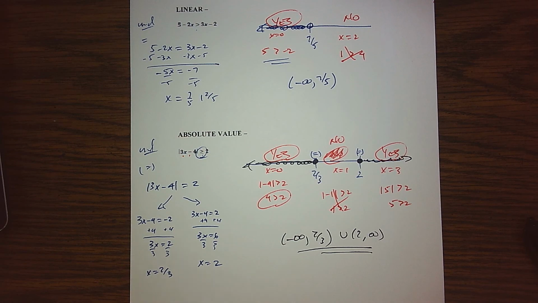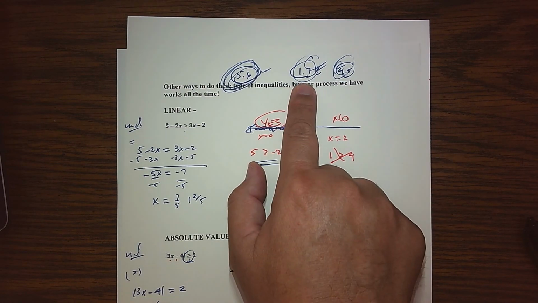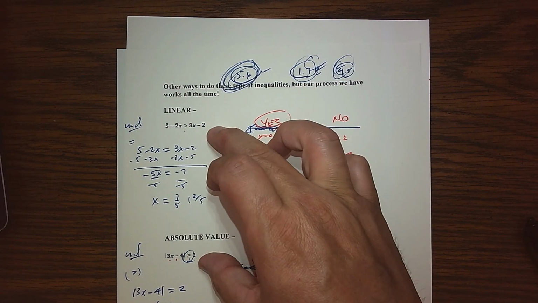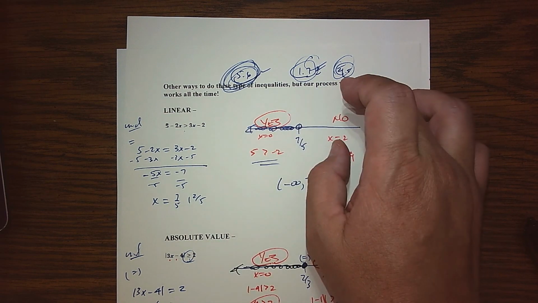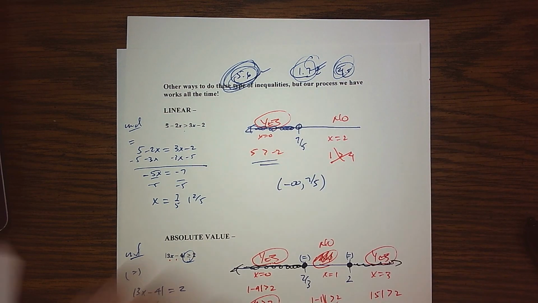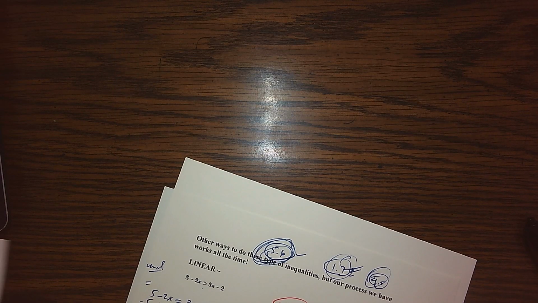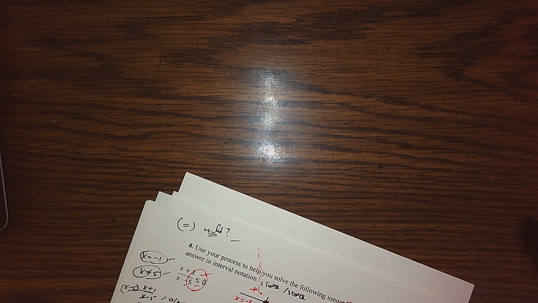All right, so we're going to go back in time now. We'll go visit 1.7 and look at some nuances of lines and absolute values. We'll go back to 4.5 and look at some nuances of quadratics. And I'll see you guys in those videos coming soon when we jump into those sections.